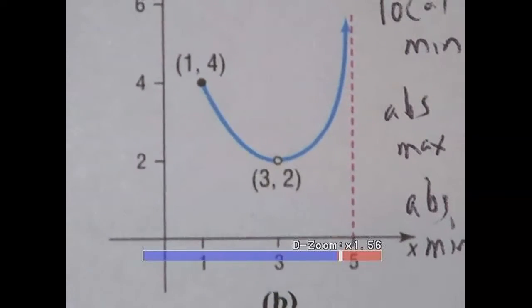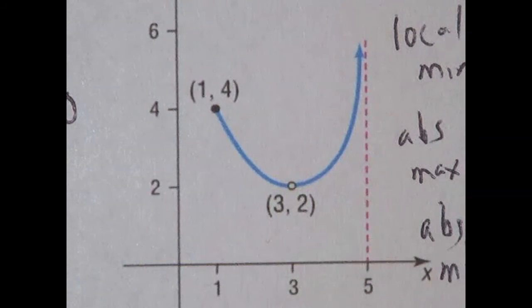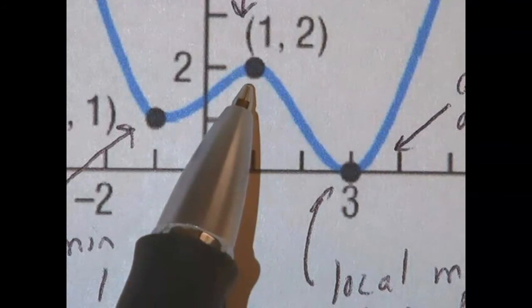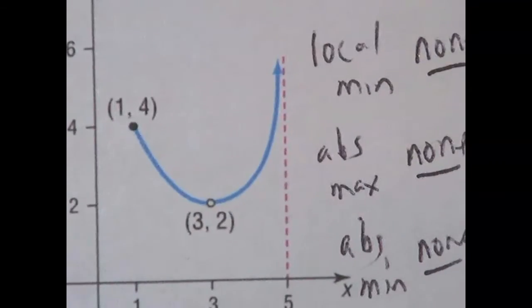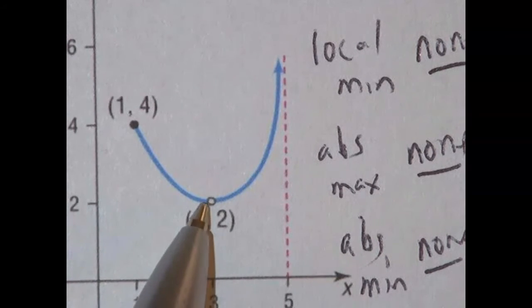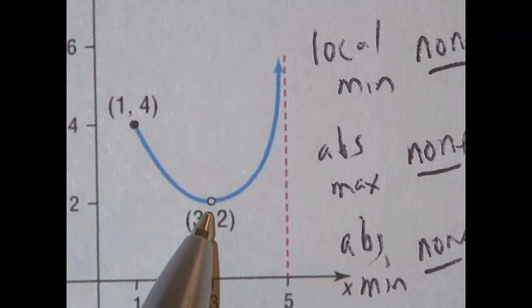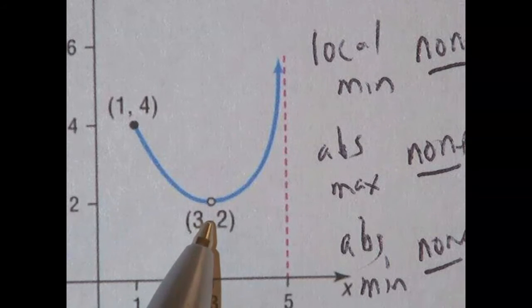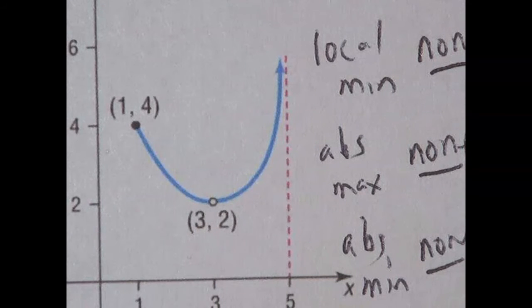So let's talk about why. Okay, let's first look for a local max. There's no top of a hill like there is here. There's no top part where it's lower on both sides. So there's no local max. There would be a local min if only there was a point there, but at the very lowest point, where this looks like it could be a local min, there's a hole there. There's no actual point there. So that 3, 2 represents a hole, not a point, and so there's no local min.